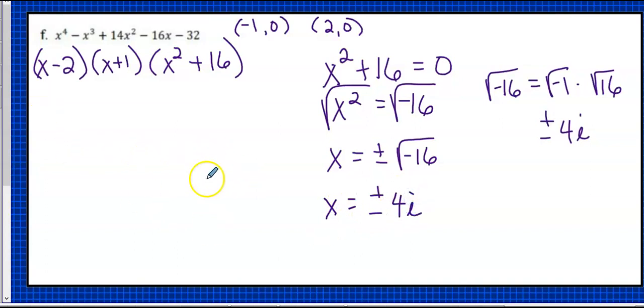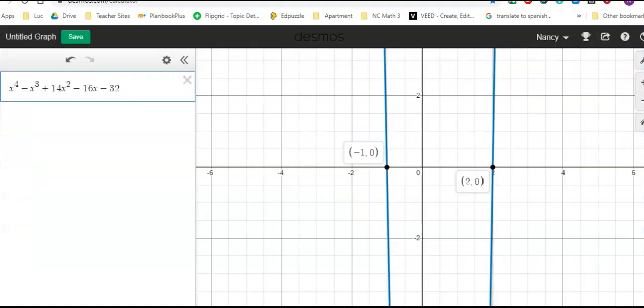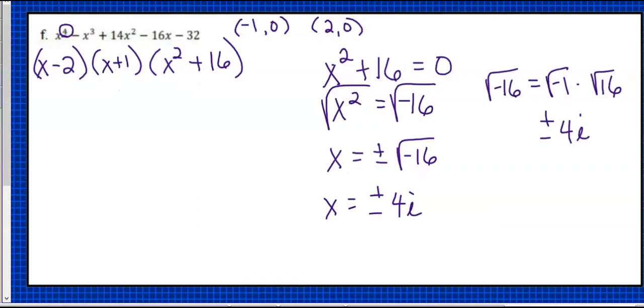All right, so my 4 roots, which I know because I have a 4 here that I have to have 4 roots. I just went over to Desmos and found the 2 rational ones so that I could use those, and I divided by those. I divided by negative 1 and then I divided by 2. And then I found my 2 irrational roots, or my 2 imaginary roots. So the roots are x equals 2, x equals negative 1, x equals 4i, and x equals negative 4i.